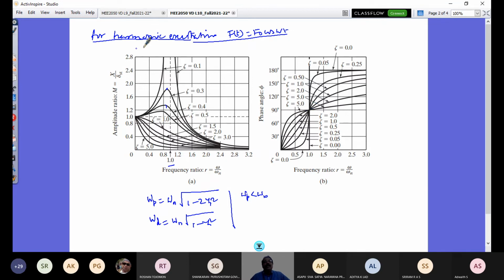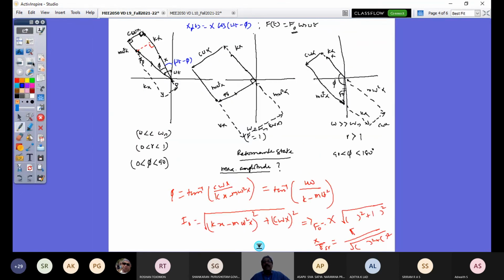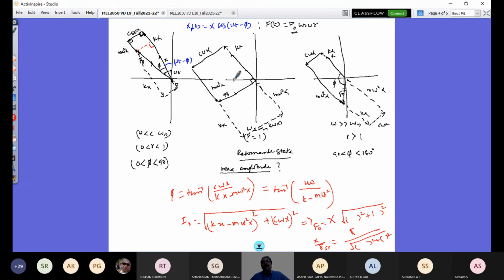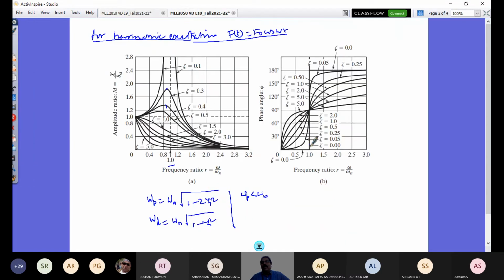And that is what we have understood nicely in the last class, looking at this vector diagram again. So at resonance, you see that the damping force is balanced by the external force, and the spring has nothing to do with that; the spring balances your inertia. So the complete governance is only by c omega x, and the phase angle is 90 degrees. So this is what is to be remembered here.